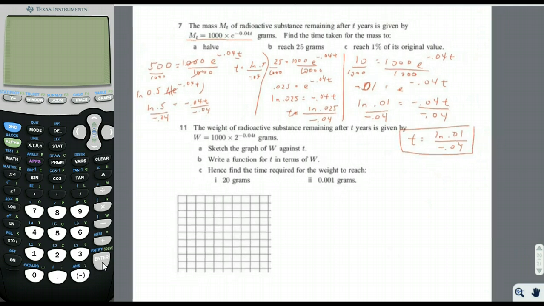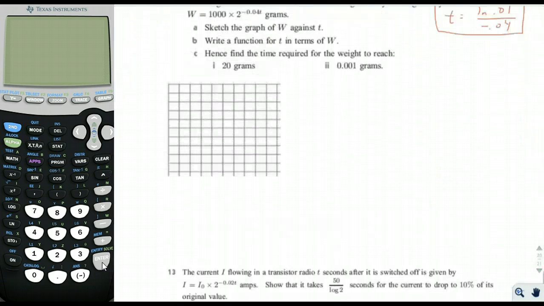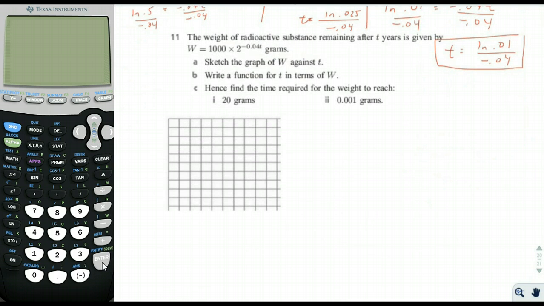Okay, all right, 11. The weight of the radioactive substance remaining after 2 years is given by this equation. Sketch the graph of W against T. Write a function for T in terms of W. Hence, write the time required for the weight to reach 20 grams or 0.001 grams. Now, to find these points for the graph, you're definitely going to need the calculator.